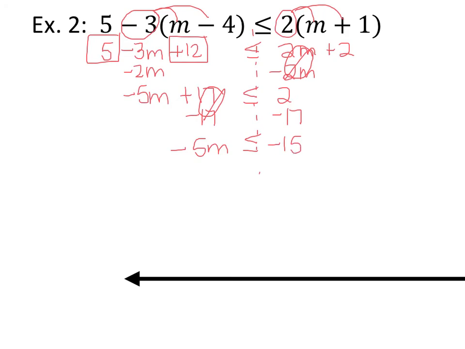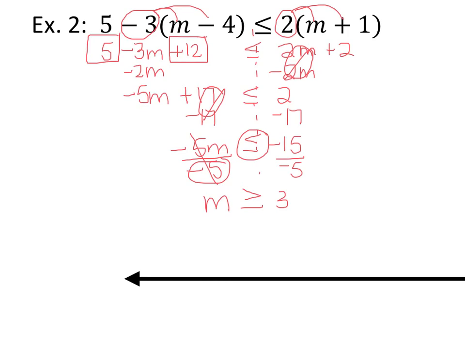Okay, then we want to get the m by itself. This is negative 5 times m. Remember, the opposite of multiplication is division, so we're dividing both sides by negative 5. Because we're dividing by this negative 5, we're going to flip the inequality. So this cancels. We have m. When we flip it, it's greater than or equal to. Negative 15 divided by negative 5 is a positive 3.